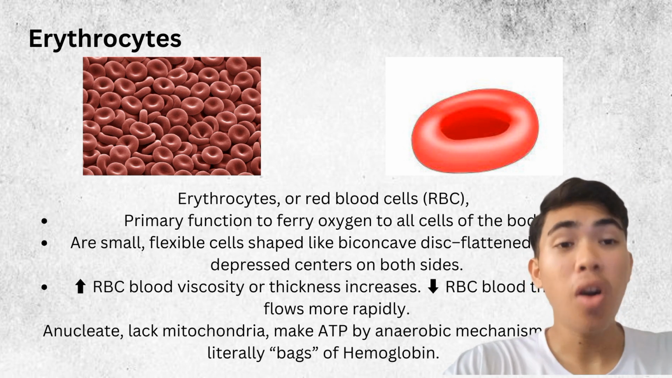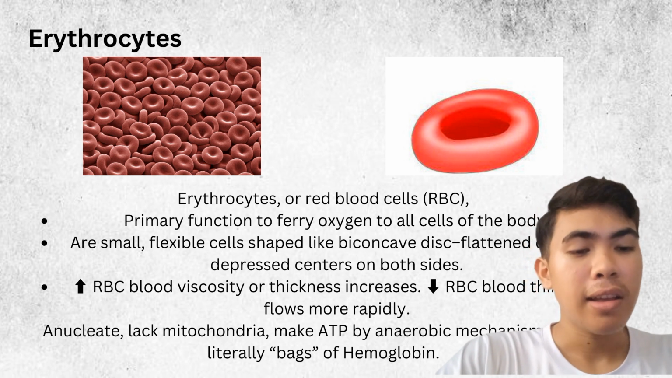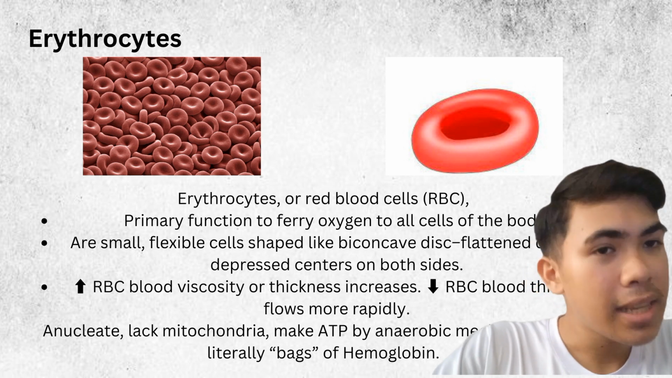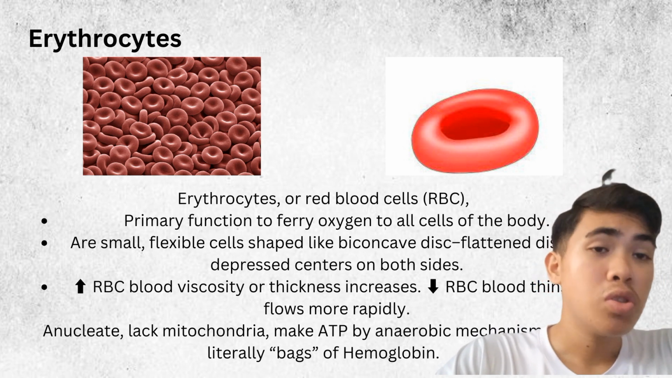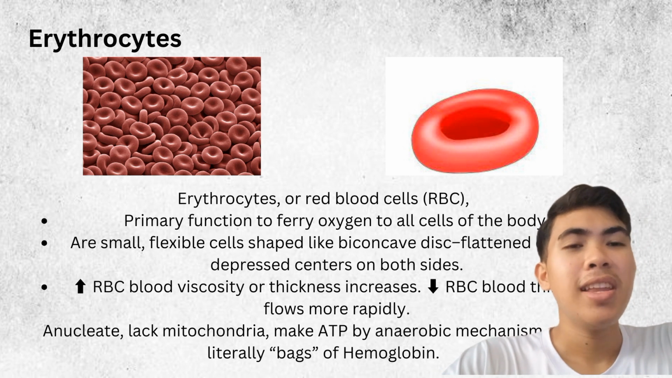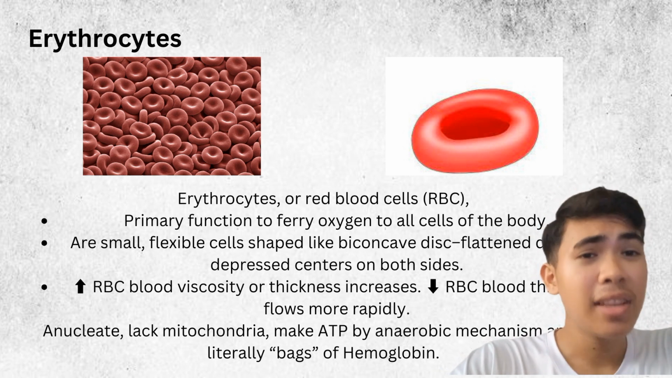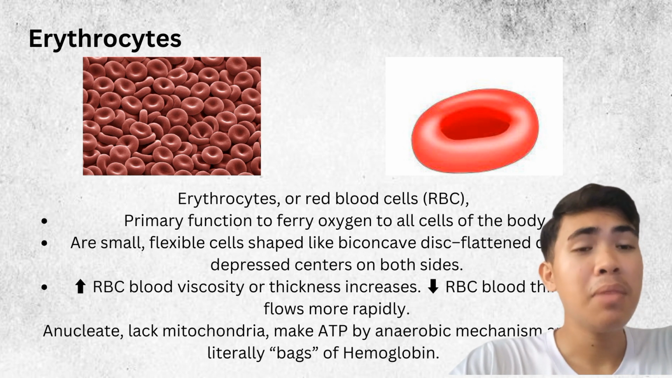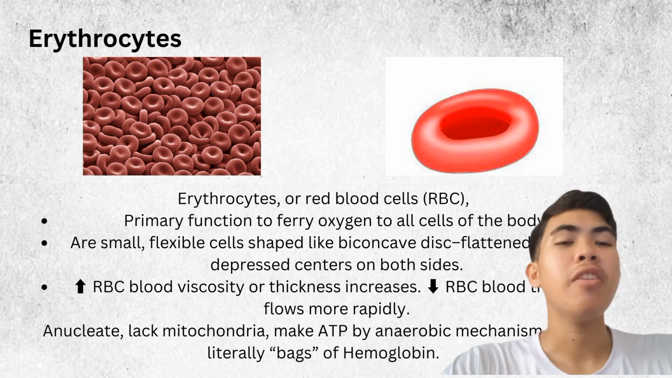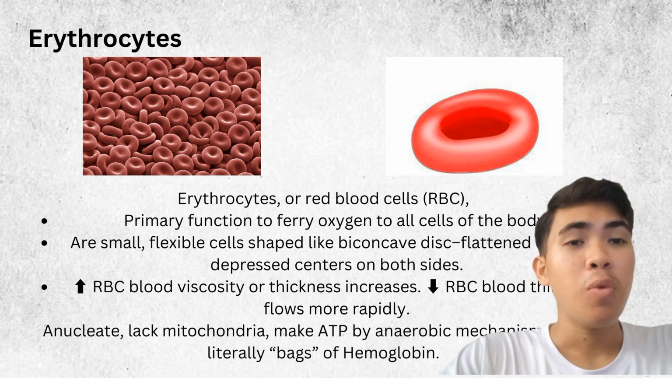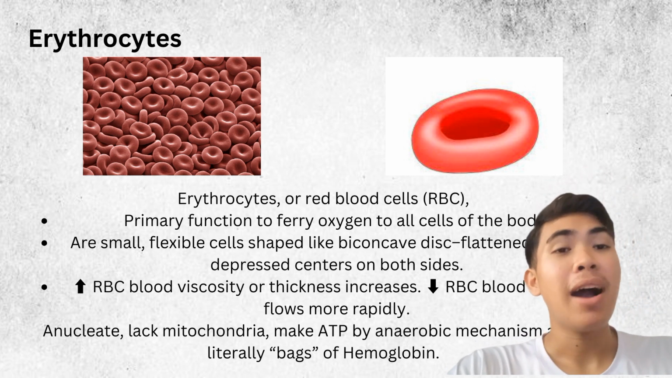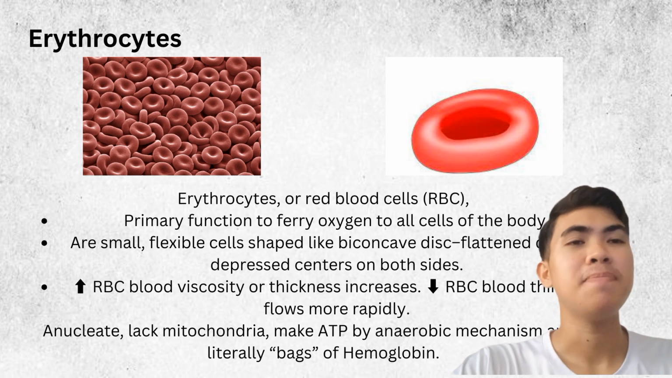Since mitochondria use oxygen to break down food, and as the food is broken down, energy is released. And much of this energy escapes as heat, but some is captured and used to form ATP molecules. And so erythrocytes are really suitable for this job since they are anucleate and lack mitochondria, and they make ATP by anaerobic mechanism. Now when we talk about anaerobic mechanism, it's another process of making adenosine triphosphate without the use of oxygen. So erythrocytes here are literally bags of hemoglobin. So let's discuss hemoglobin.